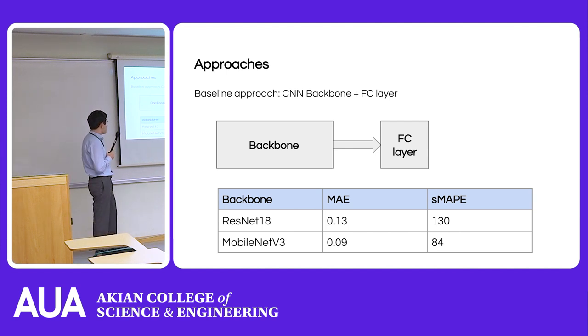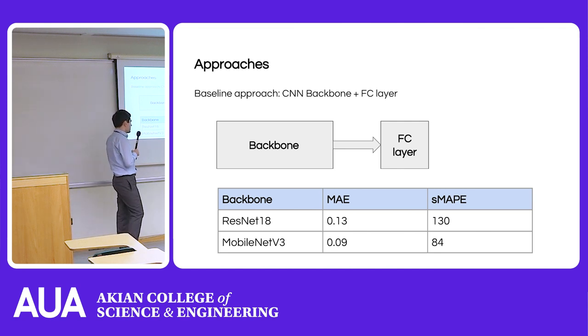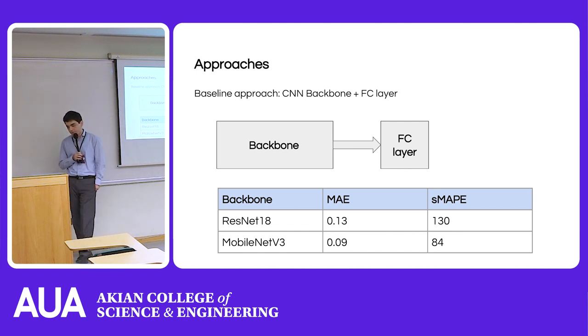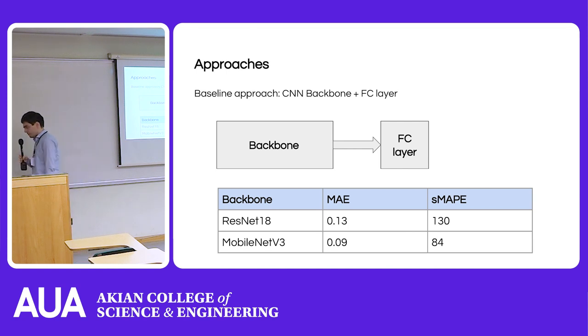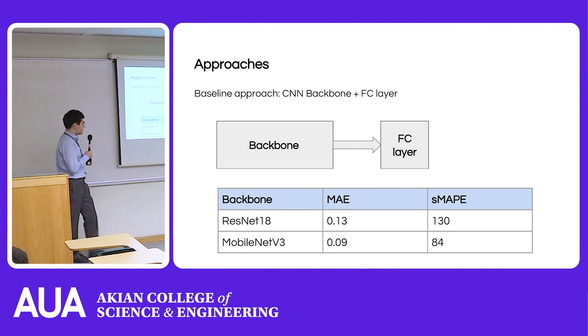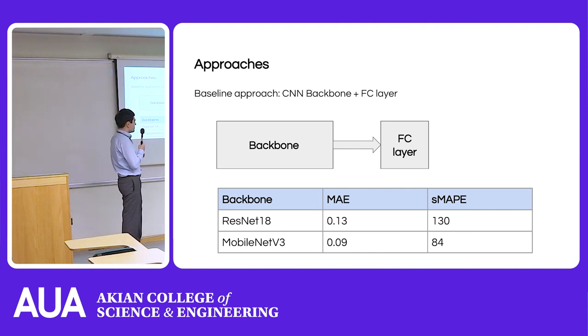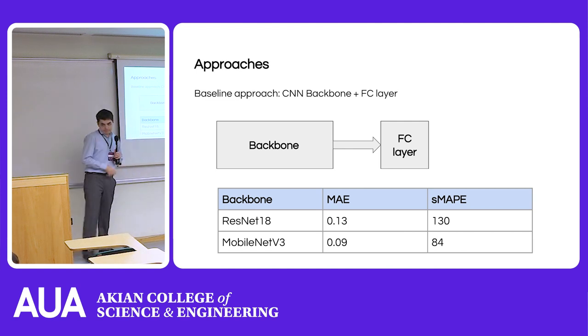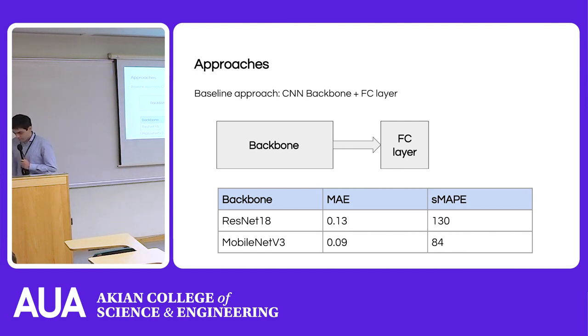For different backbones the results are different, but we can consider that mean absolute error is more or less decent, especially for MobileNet V3, because our scores range from 0 to 1. But the symmetric mean absolute percentage error is quite big here. It means that for some individual images, the absolute error jumps a lot.